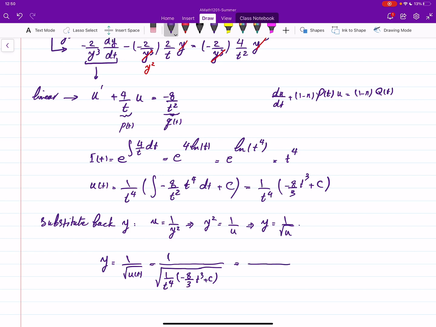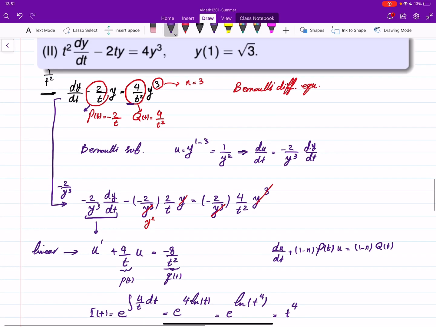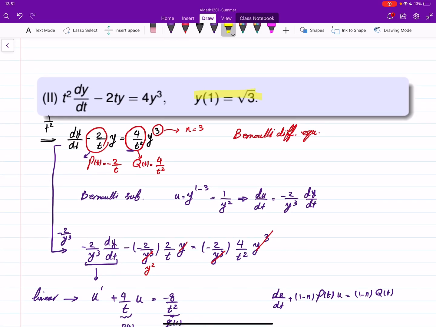Well, if I do some work, this t to the power 4 will come out from the square root, and it will give me t squared. But since it is in the denominator of the denominator, I can put it in the numerator. And this is the square root of c minus 8 over 3t to the power 3. Well, we found the general solution for y, and now it's time to apply the initial condition.